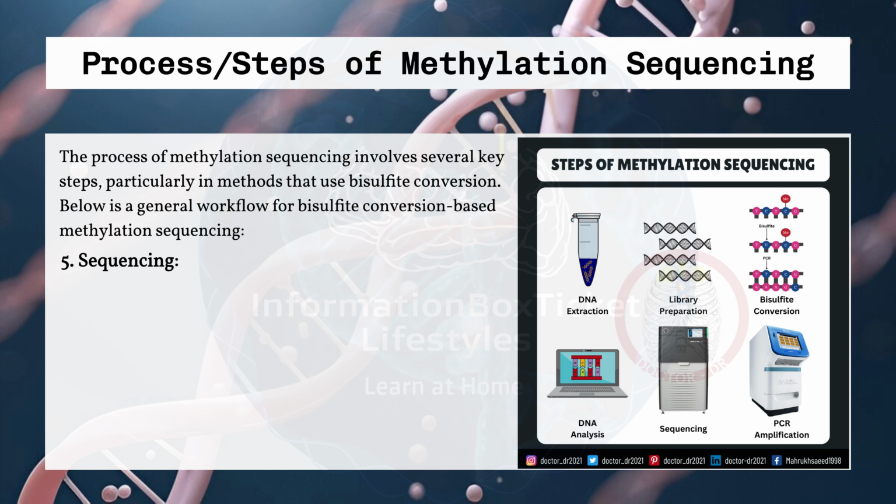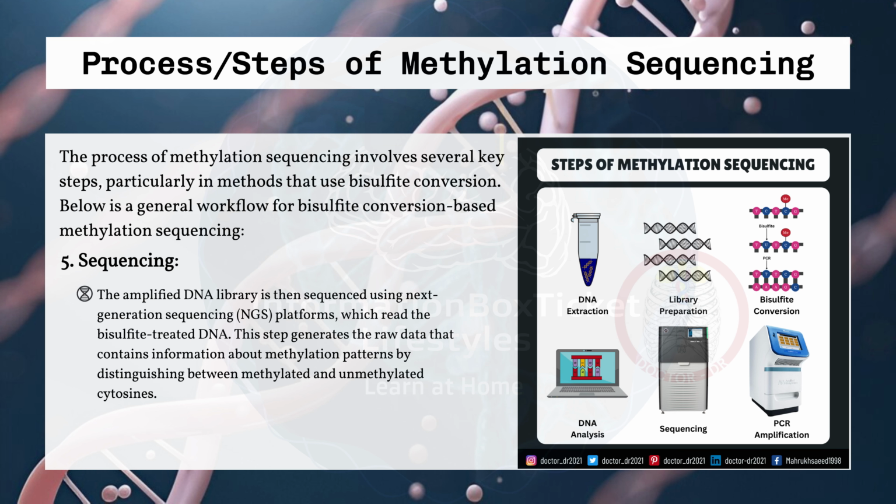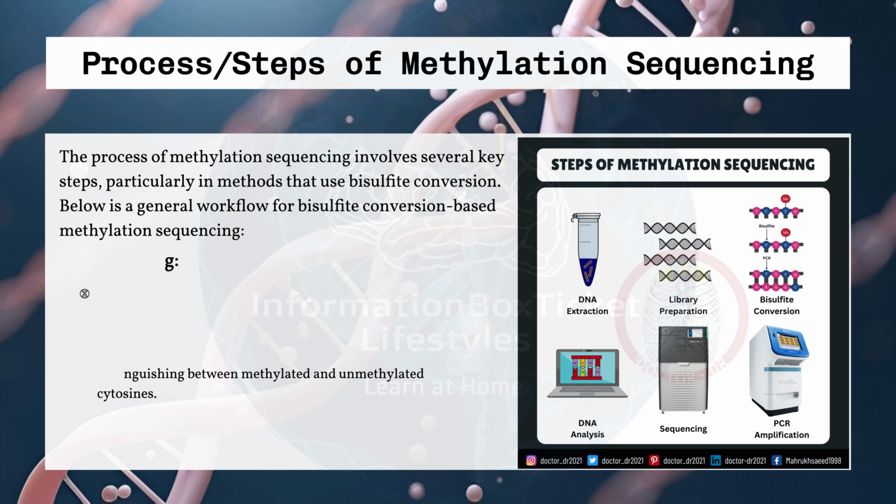5. Sequencing. The amplified DNA library is then sequenced using next-generation sequencing, NGS platforms, which read the bisulfite-treated DNA. This step generates the raw data that contains information about methylation patterns by distinguishing between methylated and unmethylated cytosines.